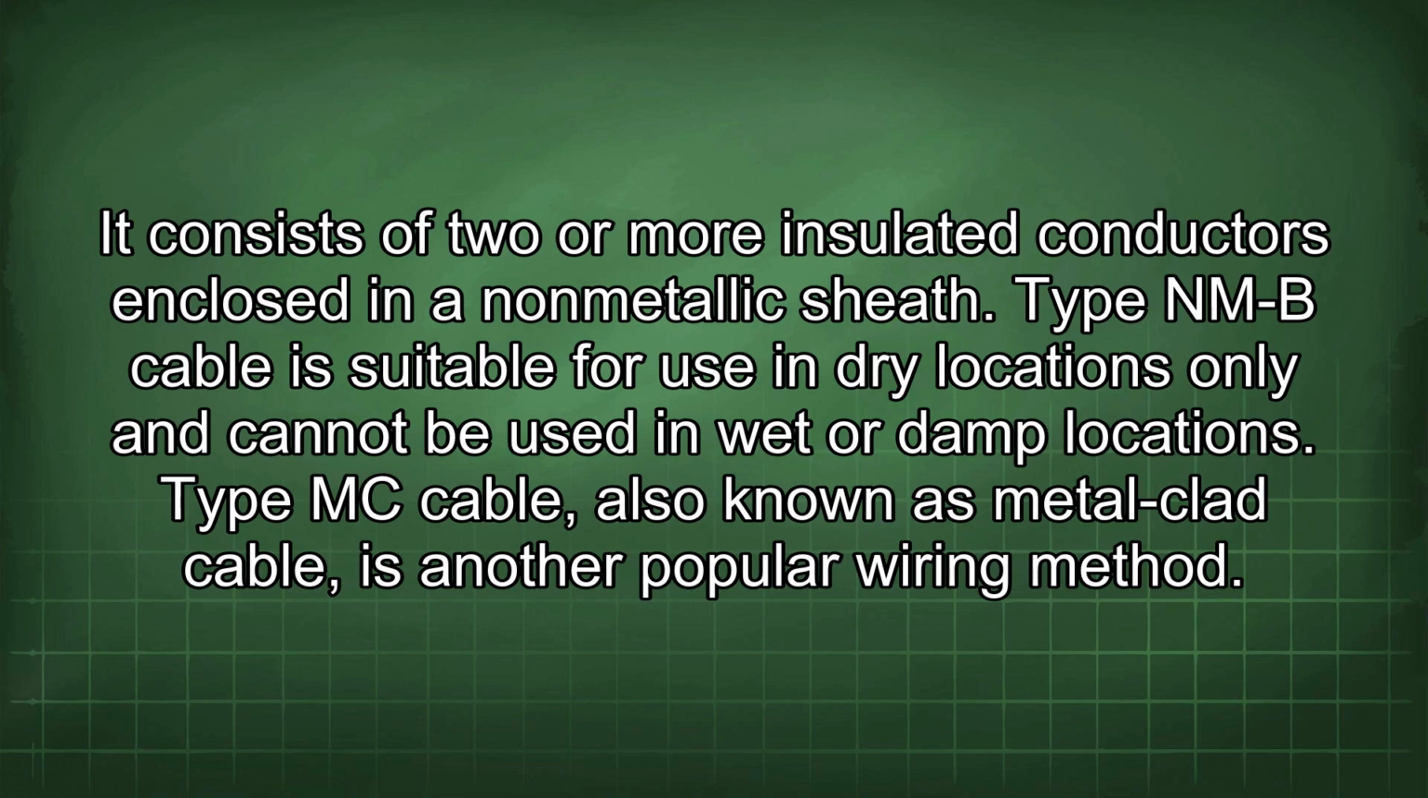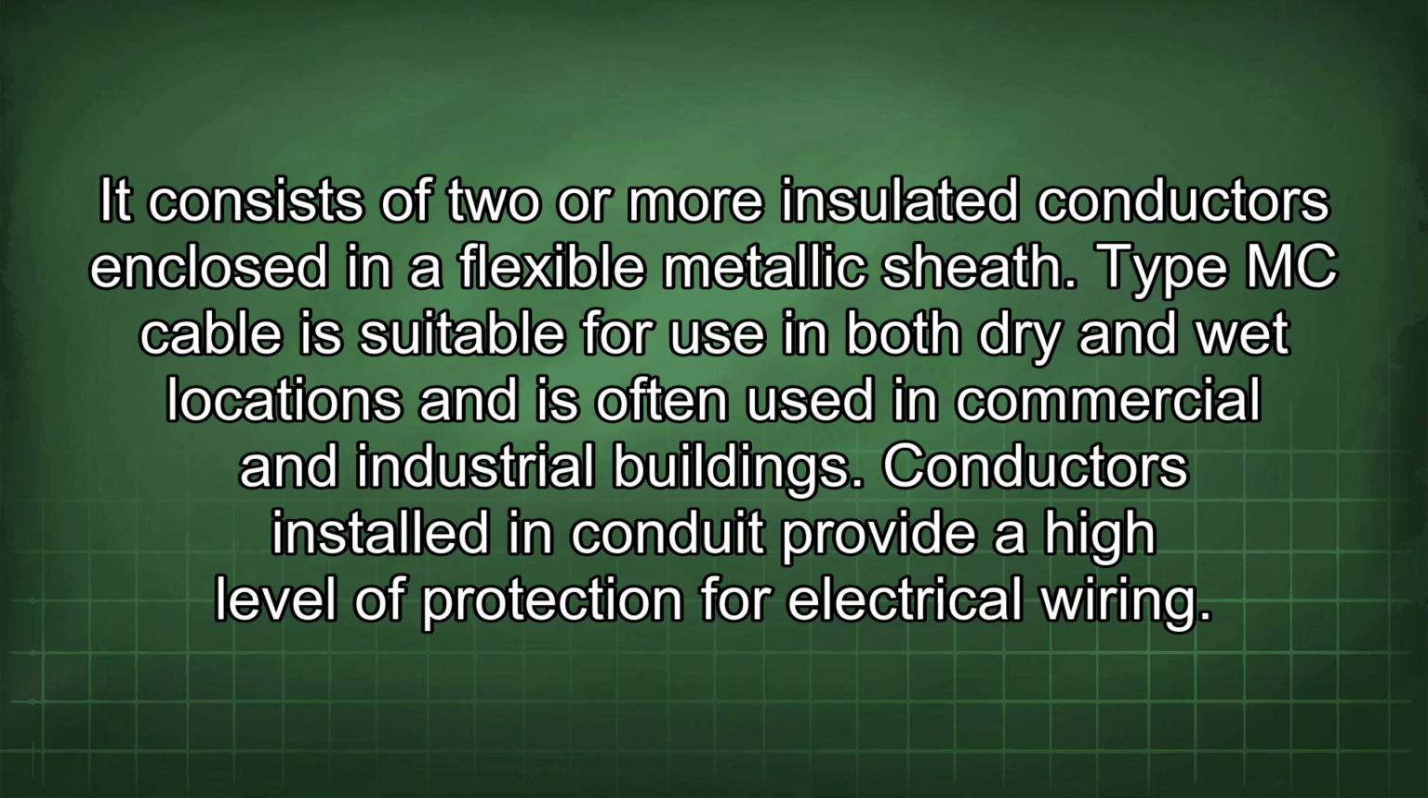Type MC cable, also known as metal-clad cable, is another popular wiring method. It consists of two or more insulated conductors enclosed in a flexible metallic sheath. Type MC cable is suitable for use in both dry and wet locations and is often used in commercial and industrial buildings. Conductors installed in conduit provide a high level of protection for electrical wiring.